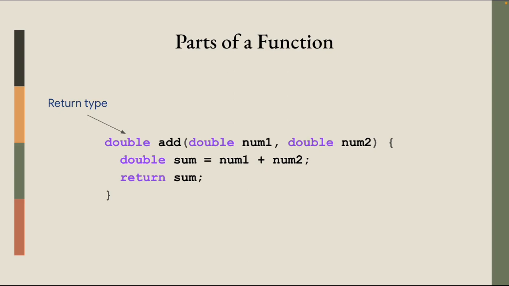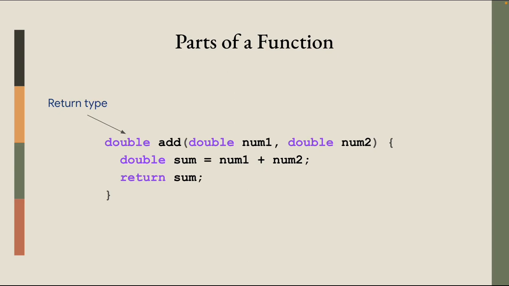I can't decide, all right, I'm gonna tell you I'm returning a double, and then inside my function I return a string. That's not going to work. You guys stick to your promise. If you say you're going to return something specific, you have to do that.